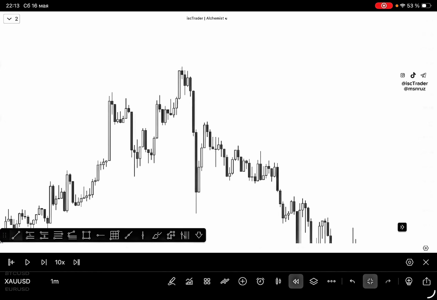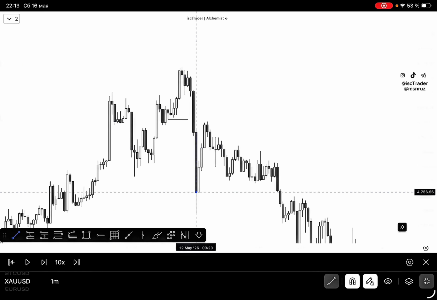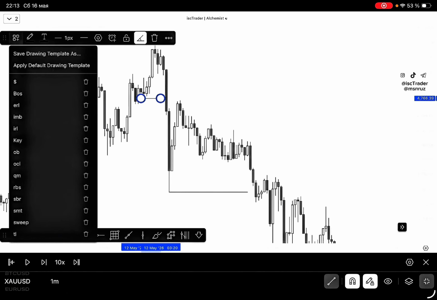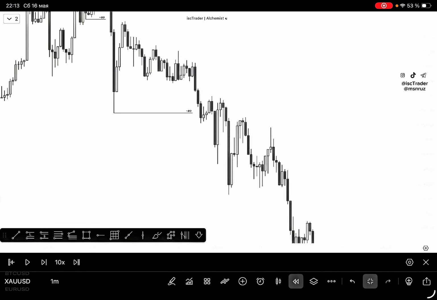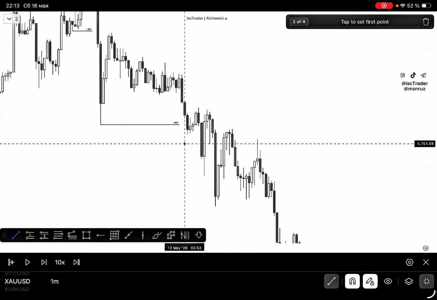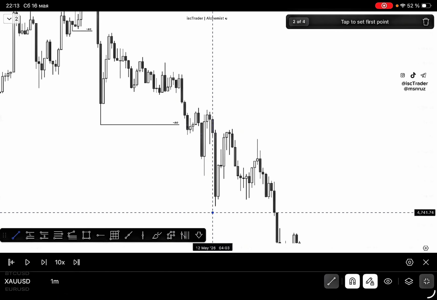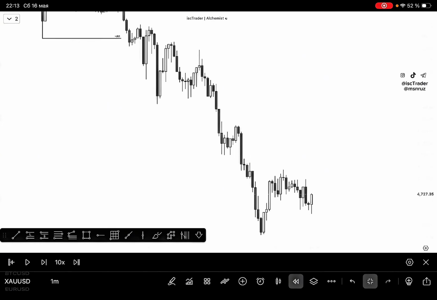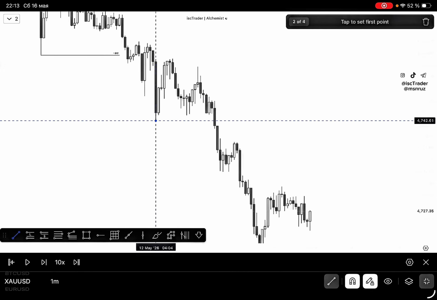Okay. Breakout. The second breakout. And the third breakout. Fourth breakout. Fifth breakout. It hasn't swept the inducement even once yet. Okay.